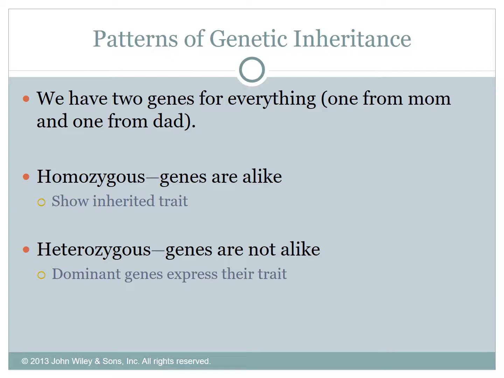In heterozygous traits, that means that the genes are not alike, so you inherit brown eyes from one parent and blue eyes from the other. In this case, your genes are heterozygous. The genes are not alike.